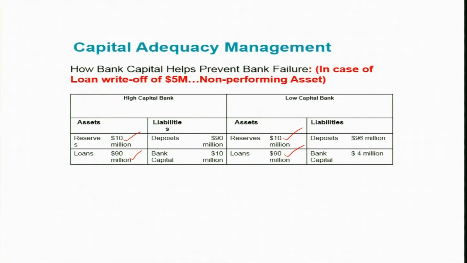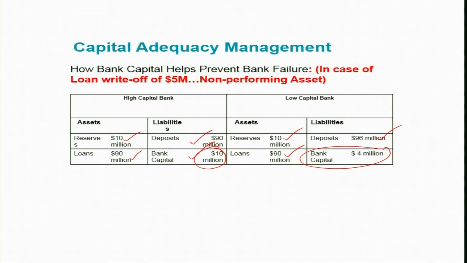Now look at the liability side. The high capital bank has $90 million in deposits, and its equity capital is 10 million, that is 10% of the total assets of 100 million. Now look at the low capital bank. This bank has 96 million in deposits, but its bank capital is only 4 million. So, in both scenarios, the bank with high capital has 10 million and the bank with low capital has 4 million.